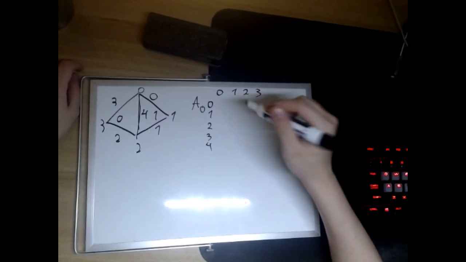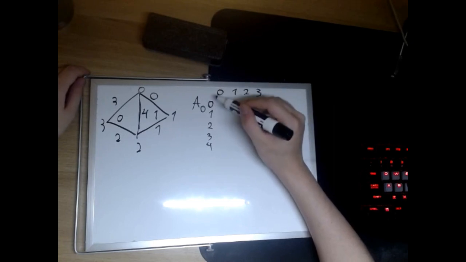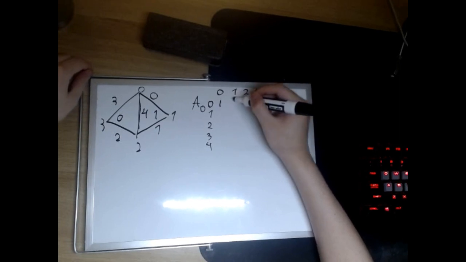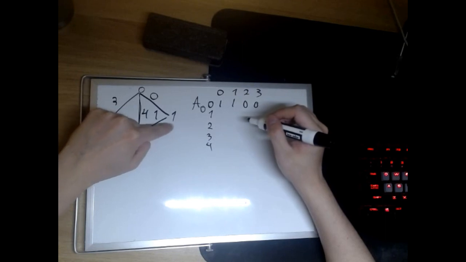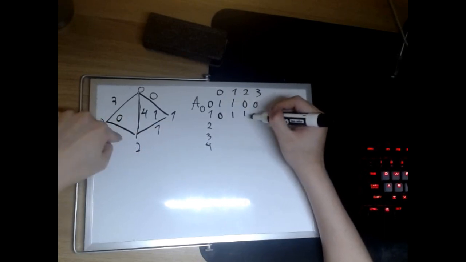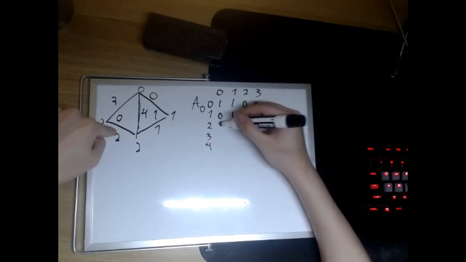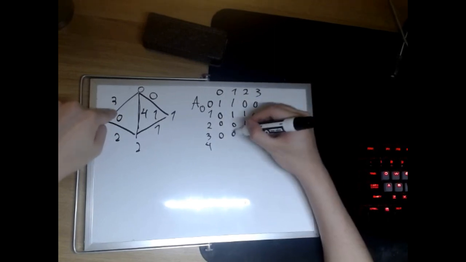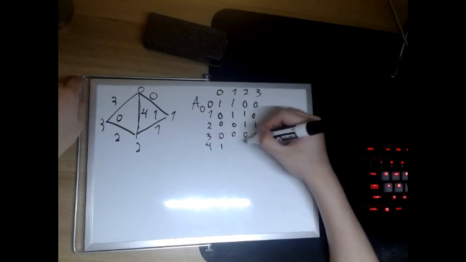Okay? Now, edge 0 is going to have vertices 0 and 1. So 0 and 1. Now, edge 1 is going to have 1 and 2. So 1 and 2. Edge 2 is going to have 3 and 2. So 3 and 2. Edge 3 is going to have 3 and 0. And finally, edge 4 is going to have 0 and 2. So 0 and 2.